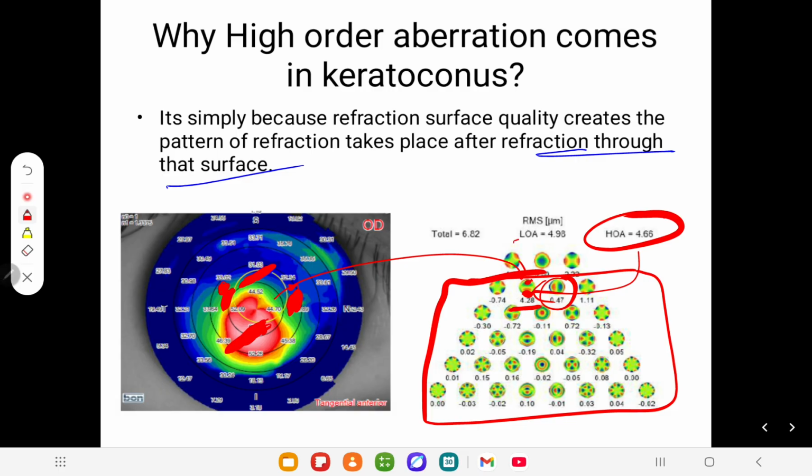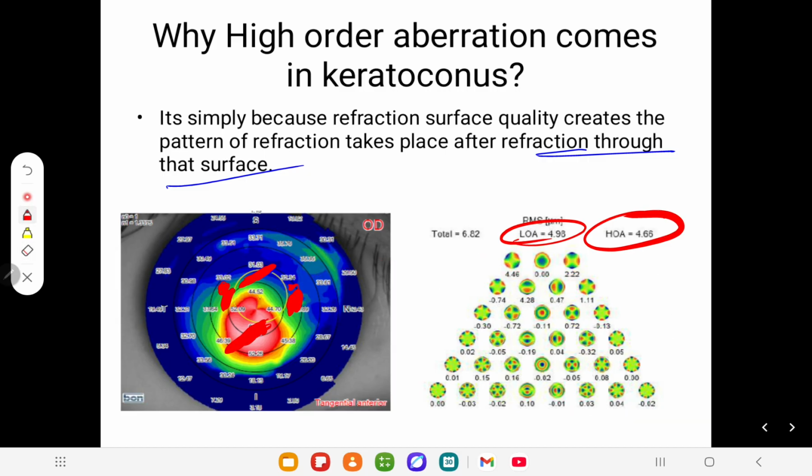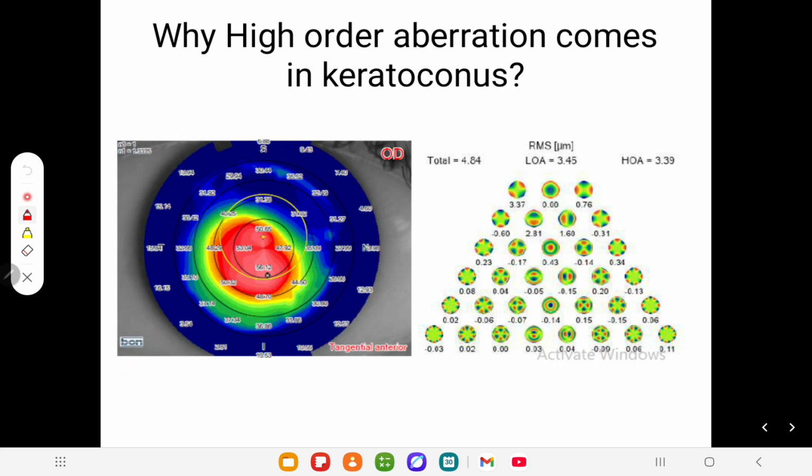Okay, low order aberration is basically this. If we talk about low order aberration, then basically this, which is true low order aberration, is astigmatism and defocus. See another case. In this case, can you see vertical coma? The difference between here and here, and horizontal coma is also there, because the difference between this point and this point is higher. So it's very simple. You look at this chart and you can understand the pattern.